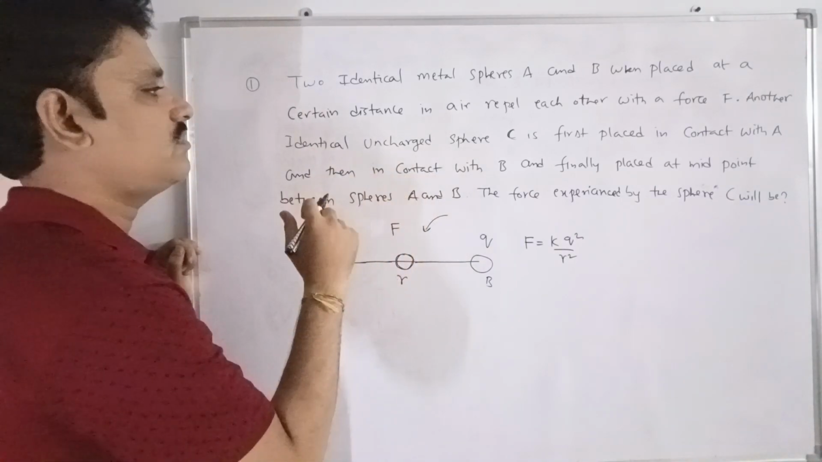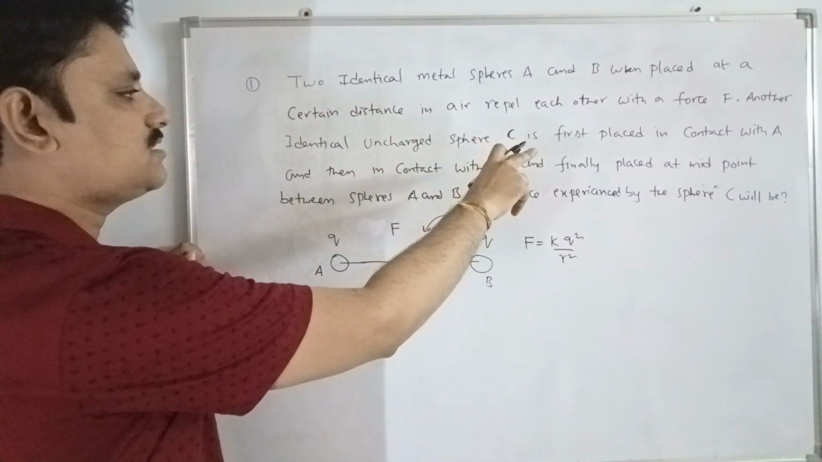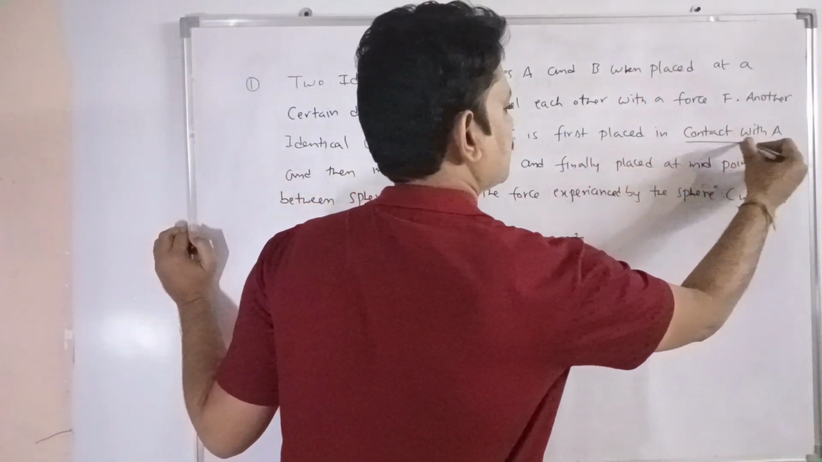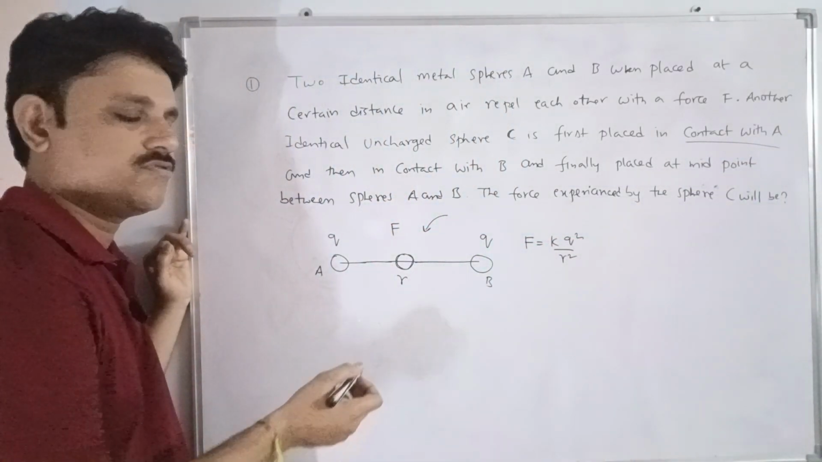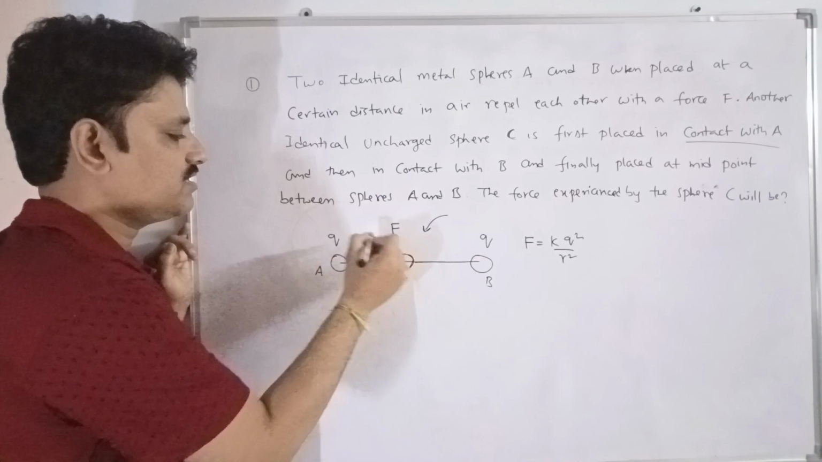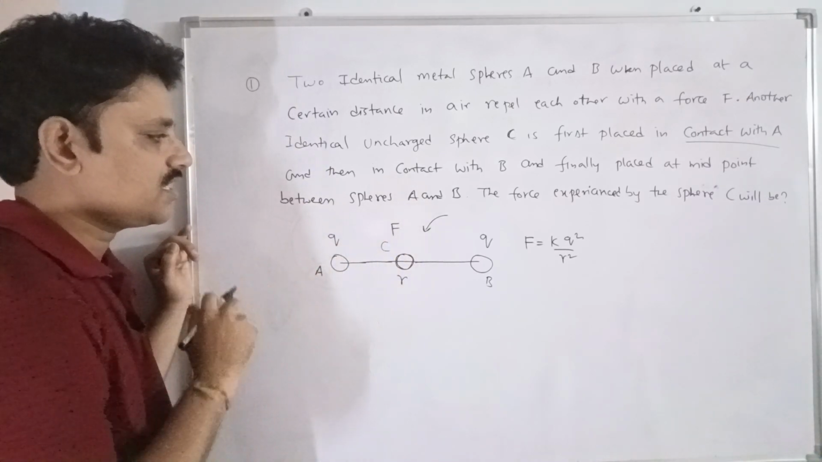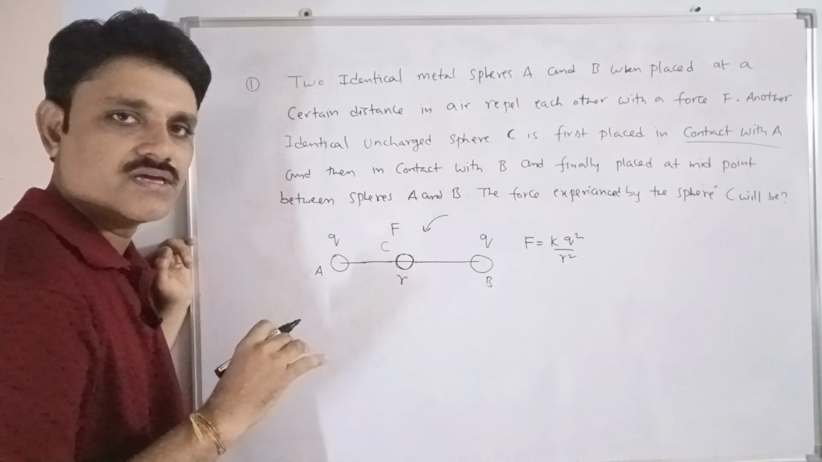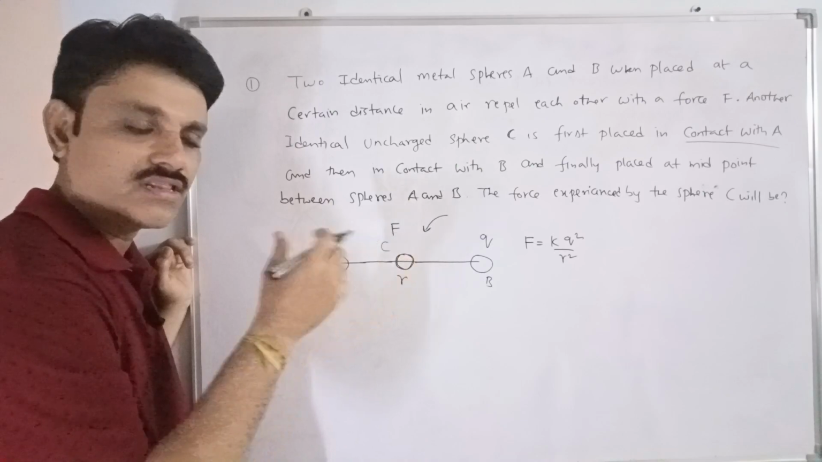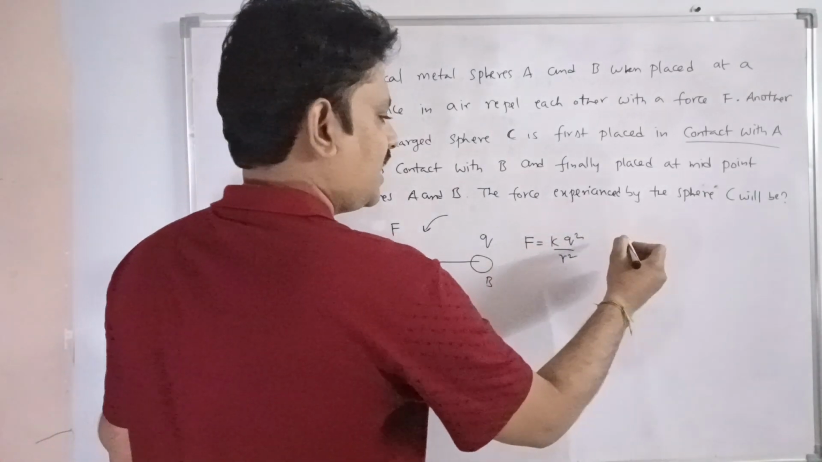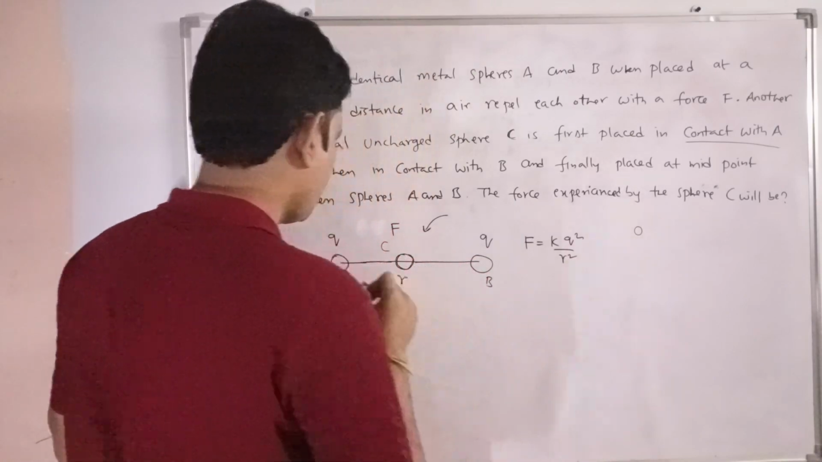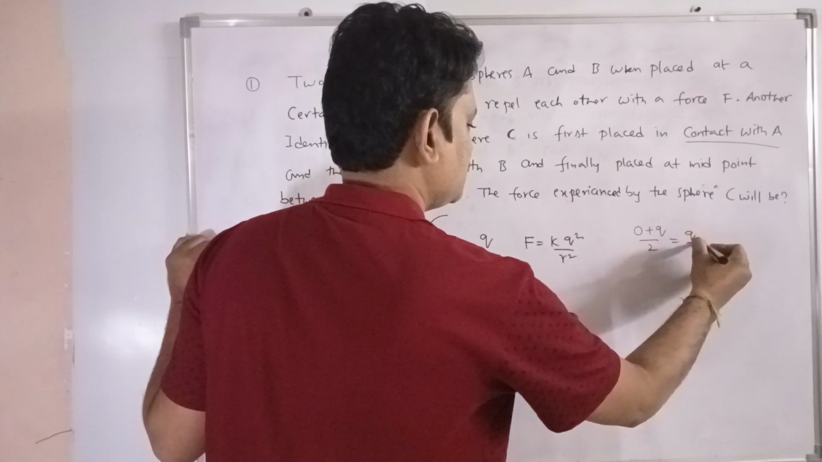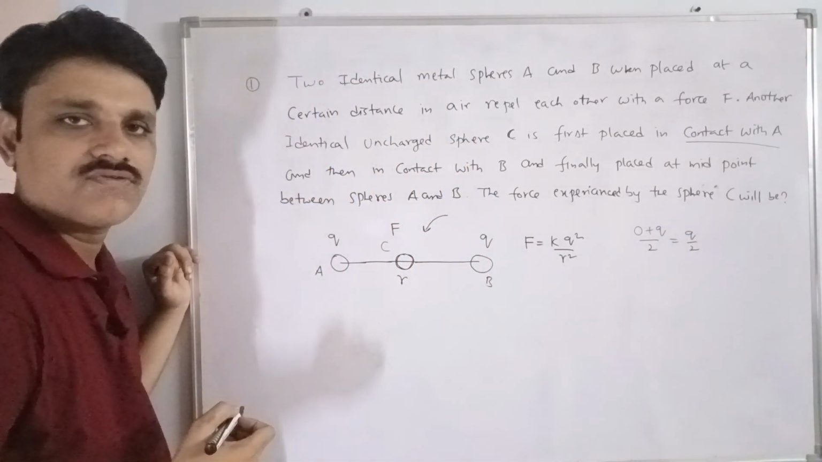Before placing C, the sphere C is first placed in contact with A and then in contact with B. So initially it is in contact with A. If any uncharged sphere is in contact with a charged sphere, then the average charge is shared between the two spheres. We know it. So C has charge 0 and A has charge q. So what is the charge on C while in contact with A? Q by 2.